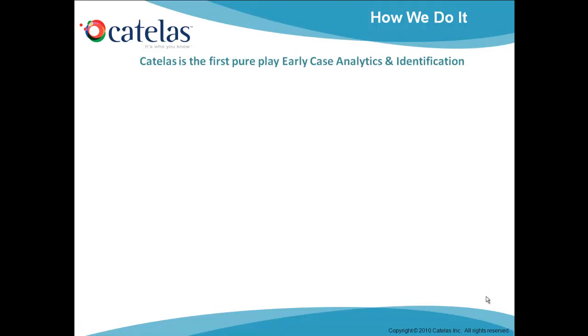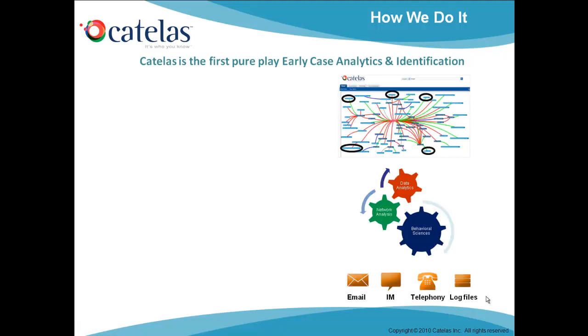Catelas is the first pure-play early case analytics identification solution on the market today. By pure play, we mean designed specifically to solve the problems inherent in early case investigations rather than a traditional e-discovery solution repackaged to fit this new need. Traditional search-based solutions could not deliver on the early case assessment promise many years ago, so it's not surprising that they are failing to do so today.